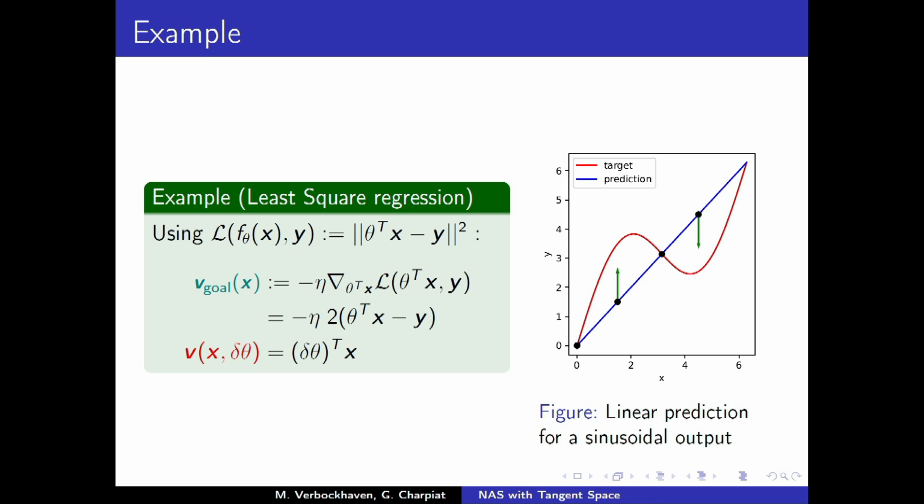And it indicates that I want to go up at this point. And on the other hand, you have the possible update. When I move from theta to theta plus delta theta, then the prediction, which is theta transpose x, moves by delta theta transpose x.